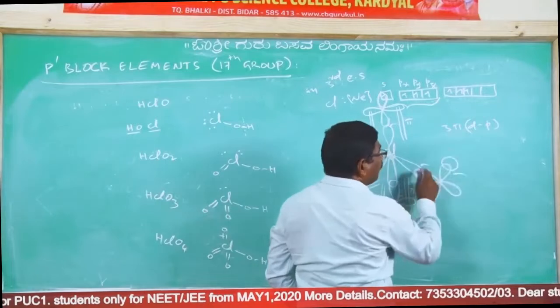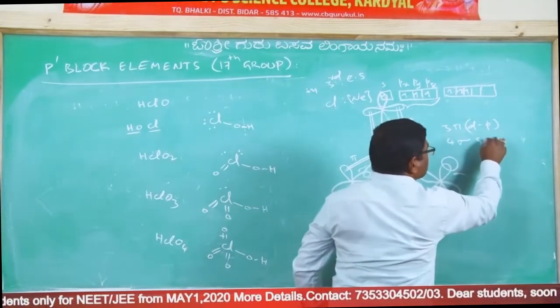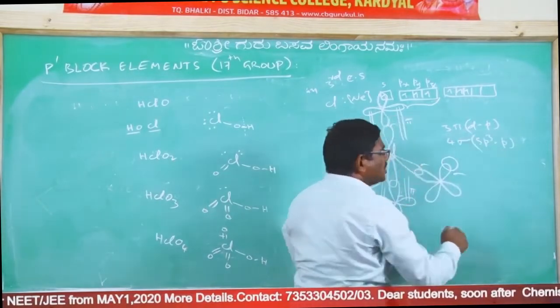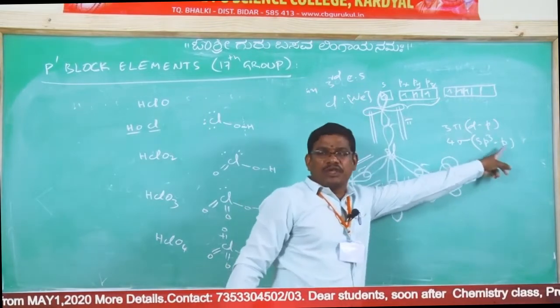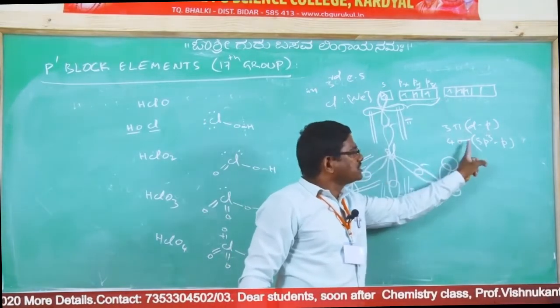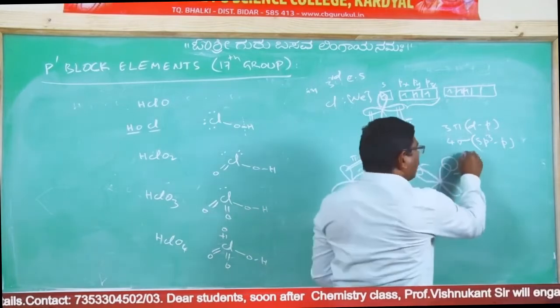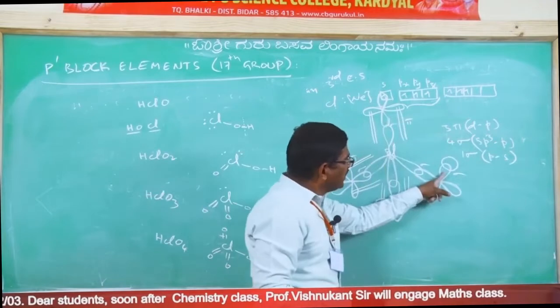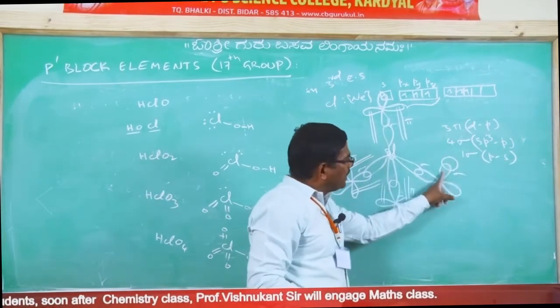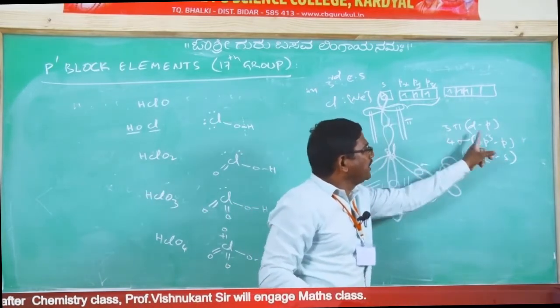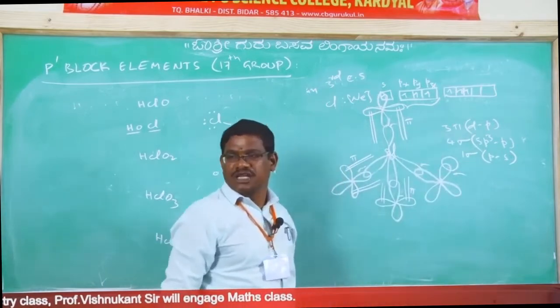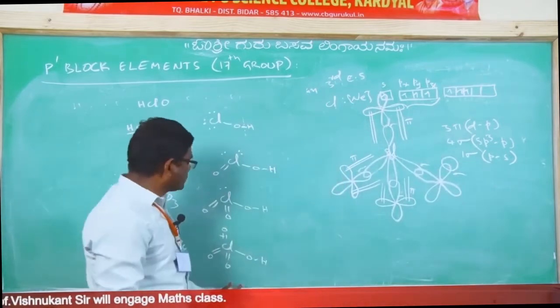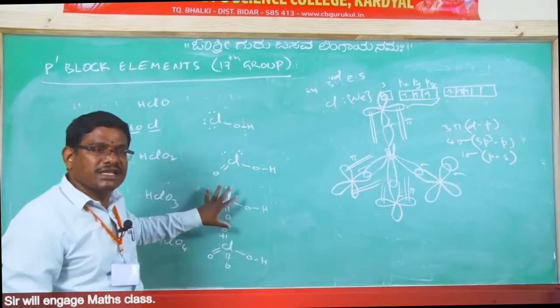So now 4 sigma sp3p. Correct? sp3 from chlorine side, p from oxygen side. 4 sigma sp3p and 1 sigma p and s. This is p, it is s. 1 sigma p and s, 4 sigma sp3p, 3 pi dp. Clear? Like this, in oxo acids, remaining you can imagine easily.